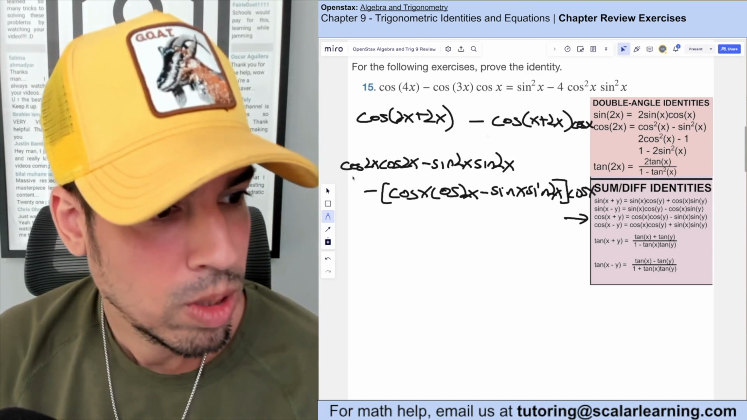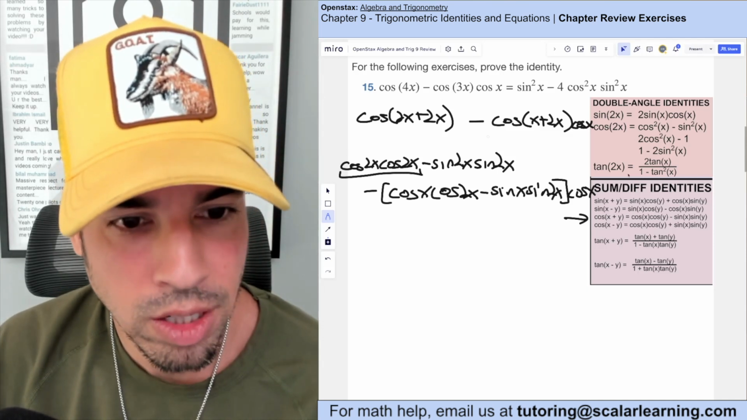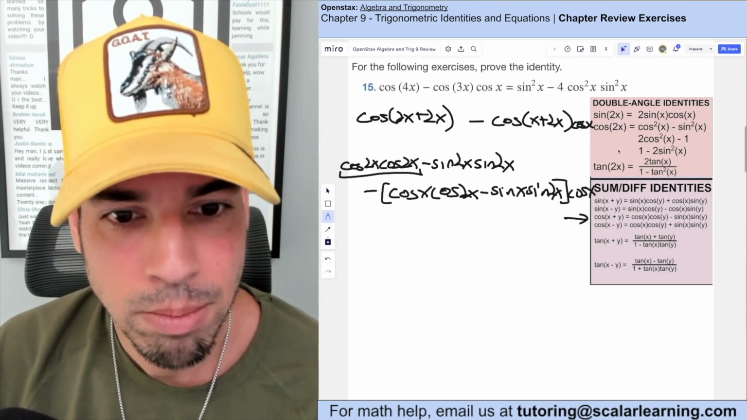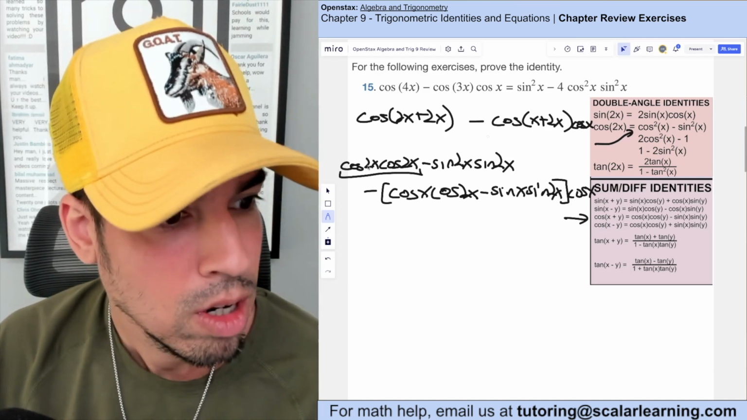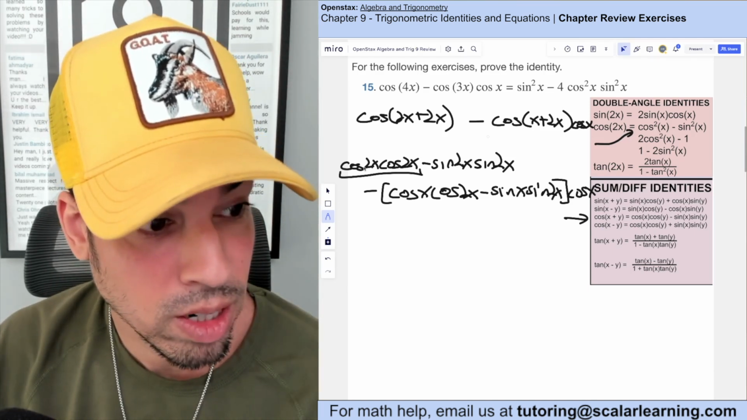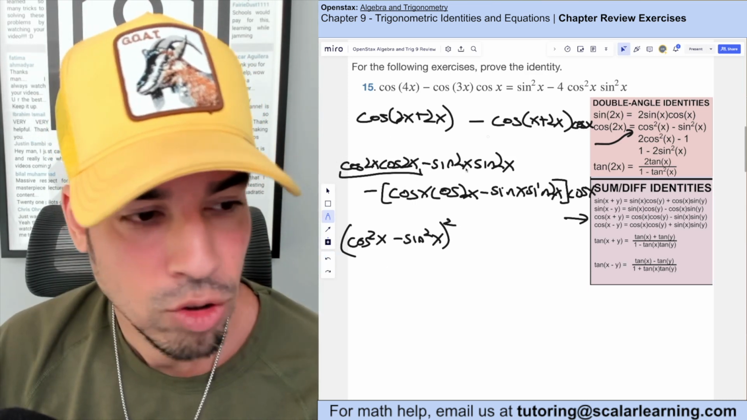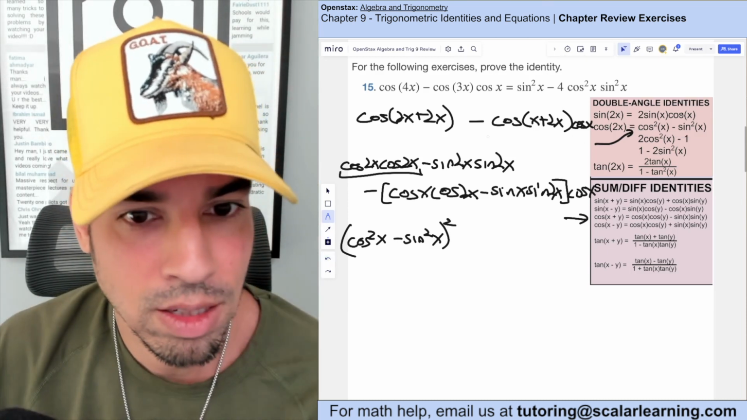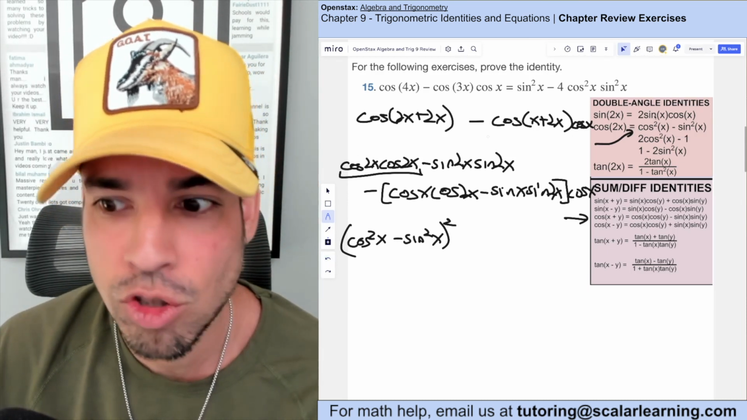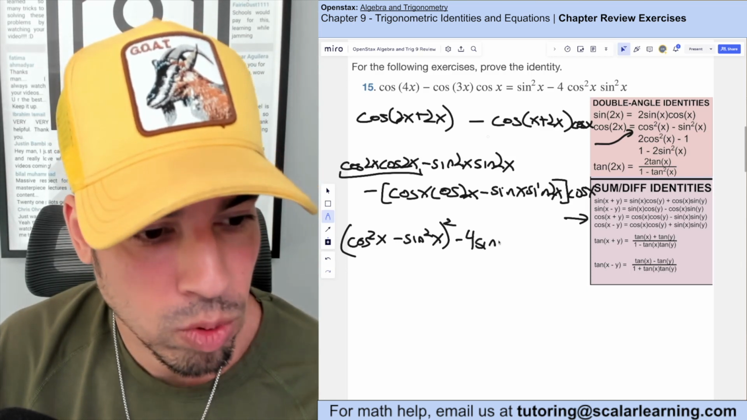Now using my double angle identity for cosine 2x times cosine 2x, right? Cosine 2x right here can be rewritten as cosine squared x minus sine squared x. So this is cosine squared x minus sine squared x squared. So this piece is now rewritten as this. And then again, using a different double angle identity, sine of 2x is this. So it's this times itself, which is this squared, which is minus 4 sine squared cosine squared.